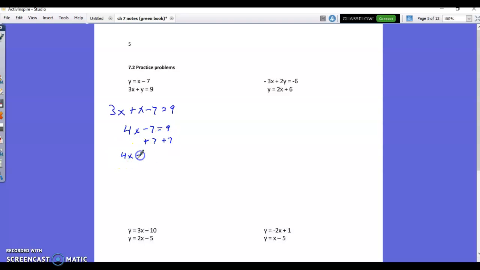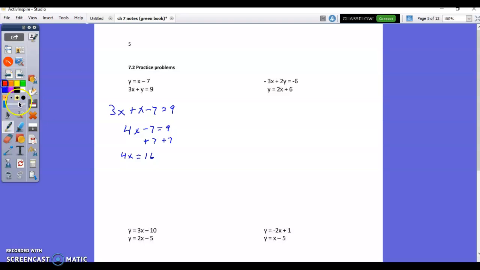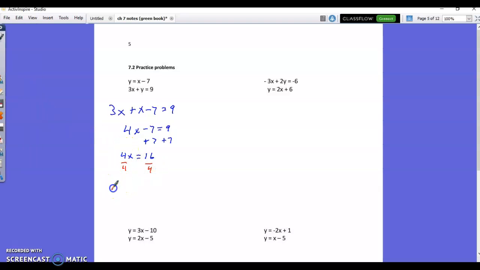4x equals 9 plus 7, which is 16. Then we can divide by 4 to get x by itself. So x equals 4. So there's half of my problem. Now for the other half, I just have to plug this into either this problem or this problem to solve for y. If y is already solved by itself, pick this one, right?